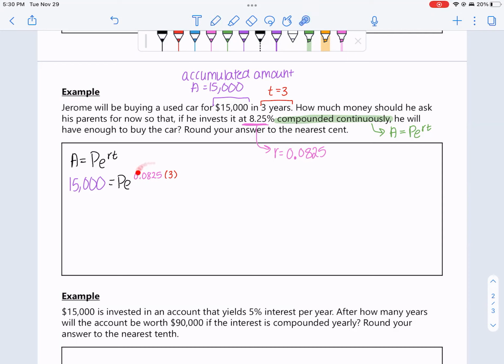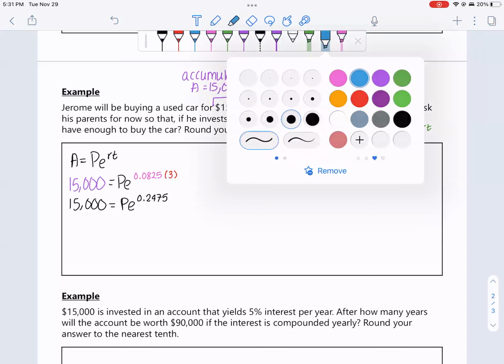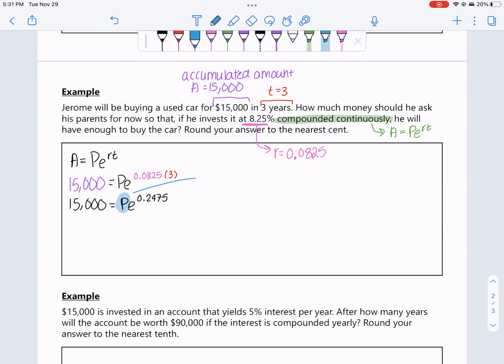So I'm going to start by simplifying this exponent up here. And we get 15,000 equals P times e raised to the, if you multiply 0.0825 by 3, you'll get 0.2475. All right. To solve for P, we need to get P by itself.